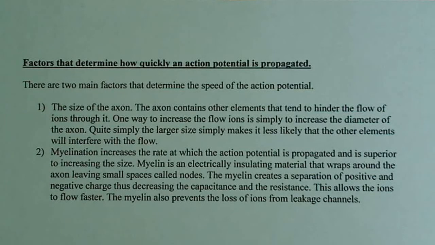And myelin is an electrically insulating material that wraps around the axon, leaving small spaces called nodes. And the myelin creates a separation of positive and negative charge. And what that does is it decreases capacitance and resistance. So it's just like an electrical wire. It's like insulating an electrical copper wire that's in your house. And by doing so, you decrease the resistance and the capacitance. And what that does is it allows the ions to simply travel faster through the axon.